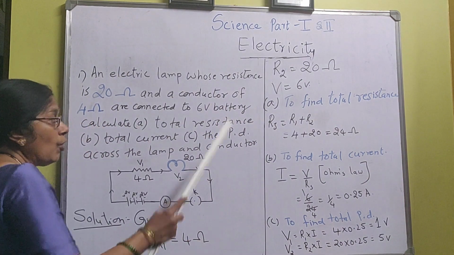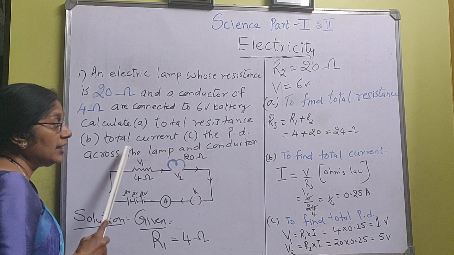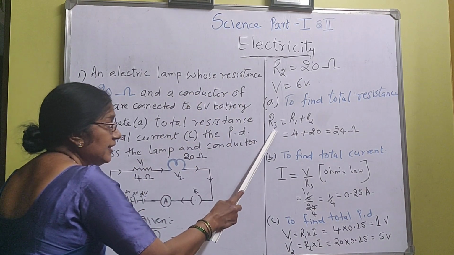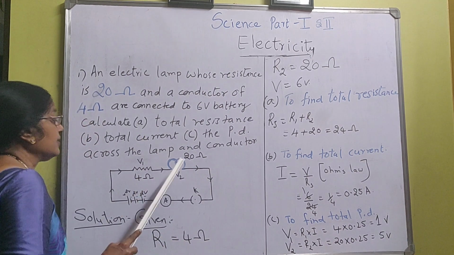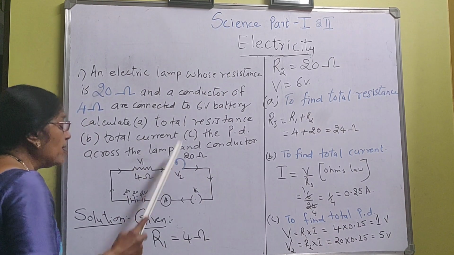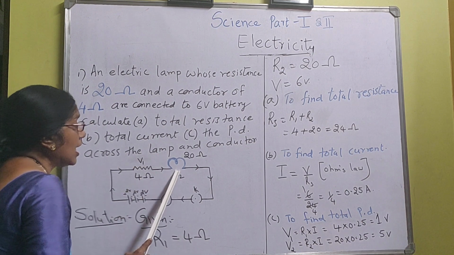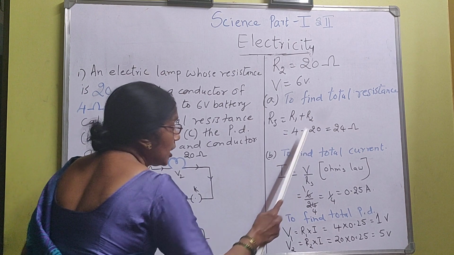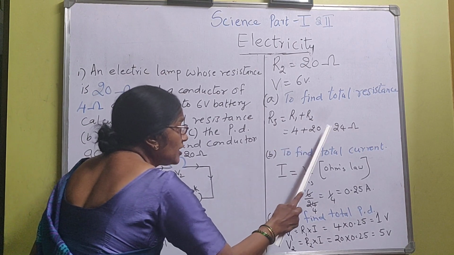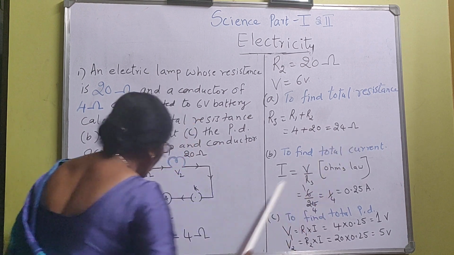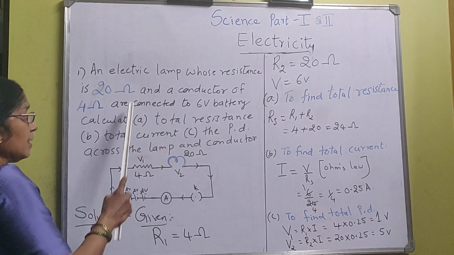First let us find out what is the total resistance. Last time I showed you how to calculate. RS, that is resistance in series, is nothing but the sum of the resistance of the bulb and of the resistor. So R1 plus R2. R1 is how much? 4. R2 is how much? 20. 4 plus 20 is equal to 24 ohms. This is the total resistance of this particular sum.